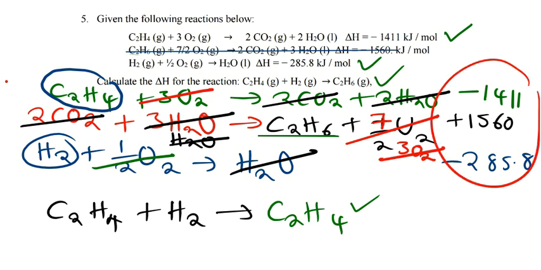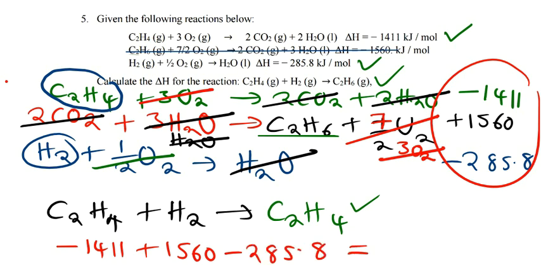Then we are confident that we can actually now add up what we have on the right. So we've got negative 1411 plus 1560 minus 285.8. So we only reversed one of them, which meant we only changed the sign of the middle one. Okay, so what are we getting as our final answer? I'm getting negative 136.8 kilojoules.